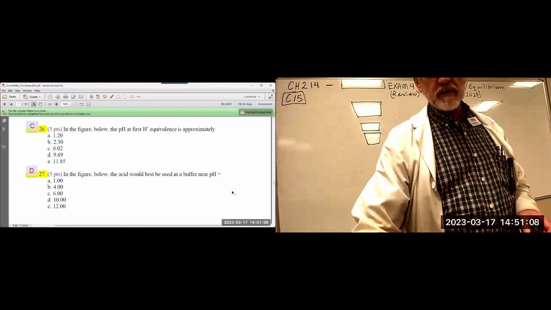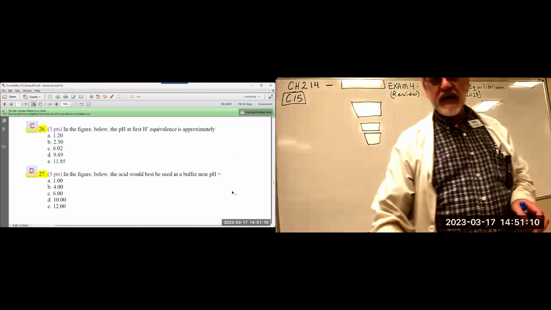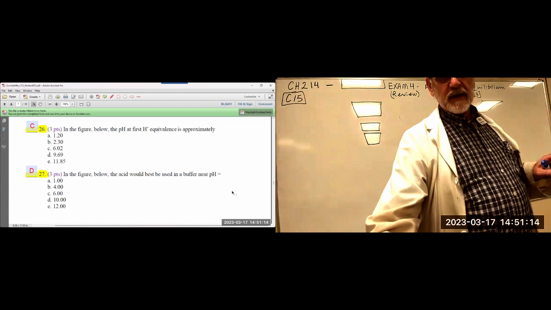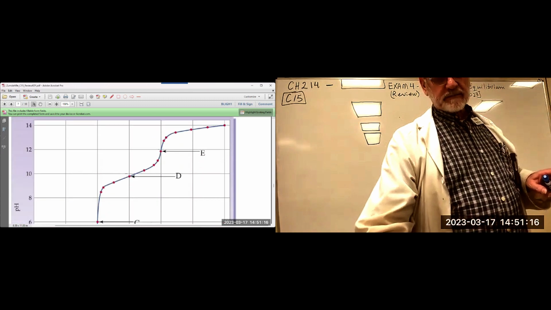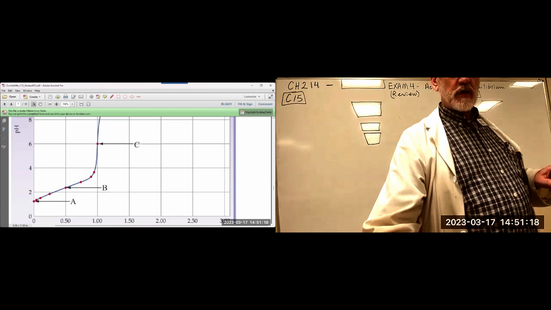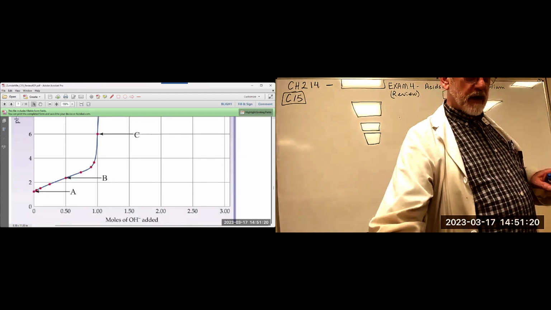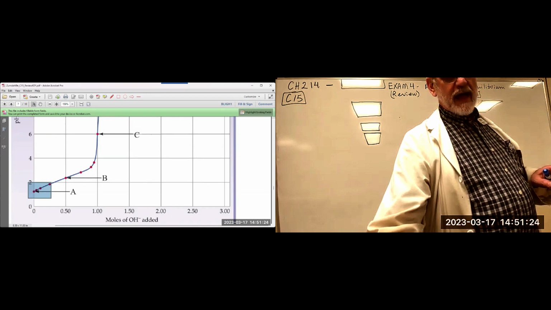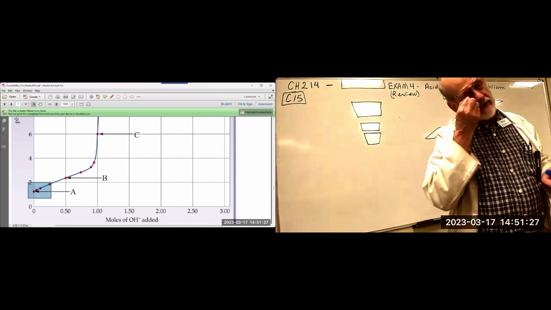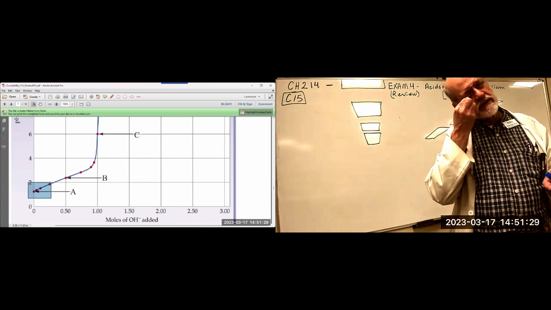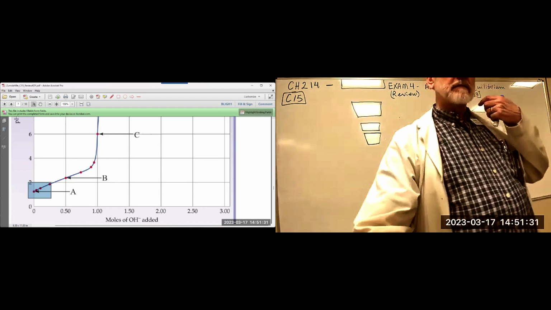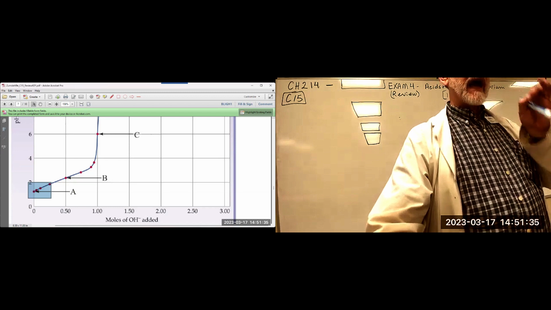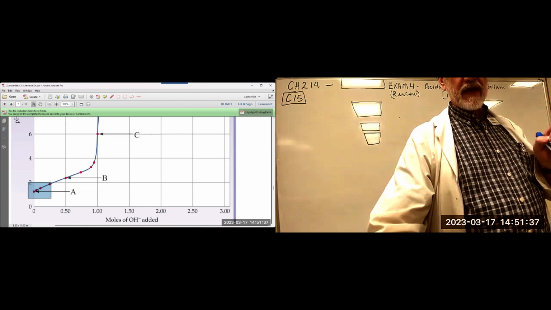Okay, these are important. In the figure below, the pH at first hydrogen equivalence is approximately what? Okay. First hydrogen equivalence. So we started at a low pH here, and we're adding base. So the first hydrogen equivalent is when we've used up the first hydrogen of the acid.